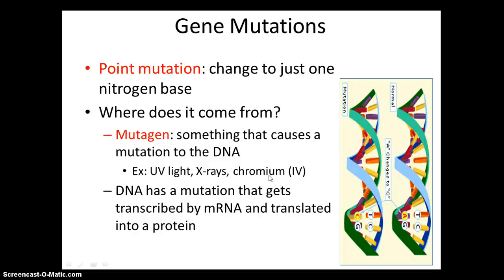So what's actually getting mutated is the DNA. And then that DNA gets transcribed. RNA polymerase comes through and creates that short section of mRNA. And the mRNA then goes out to the ribosome, and it's translated into a protein that is incorrect as well.